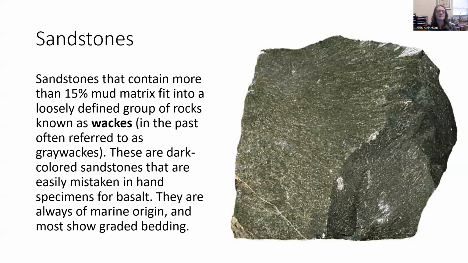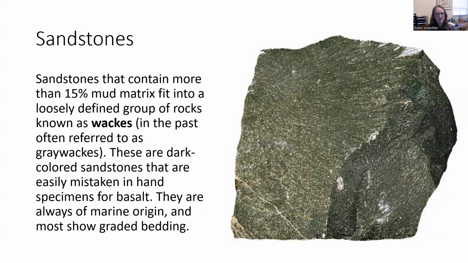Now, sandstones that contain more than 50% mud, and again, mud is just a grain size classification. It's anything that's finer than sand, so 0.063 millimeters or smaller. If sandstones contain more than 50% mud in their matrix, then we call these sandstones wackes. In the past, you may have heard of the term graywacke, same thing. These are typically dark colored sandstones. They're really easily mistaken for basalt because they're black and kind of grainy, but they are wacke sandstones. And they're almost always of marine origin, and some of them even show that graded bedding that is formed during the deposition of the sand and other grains.